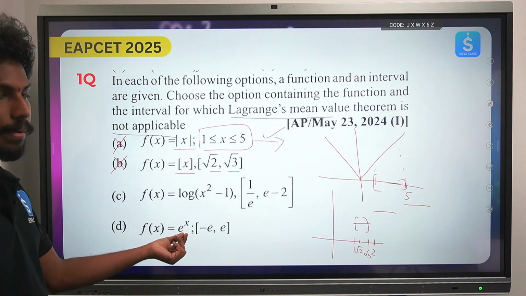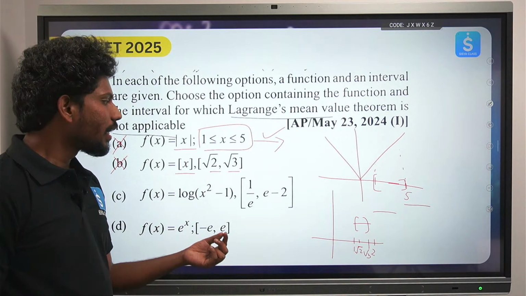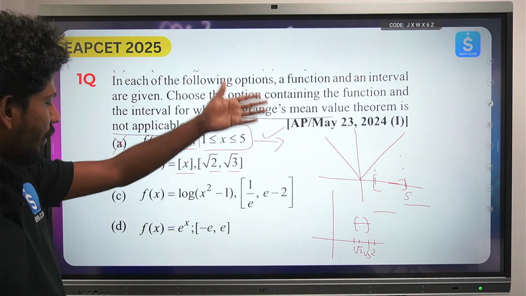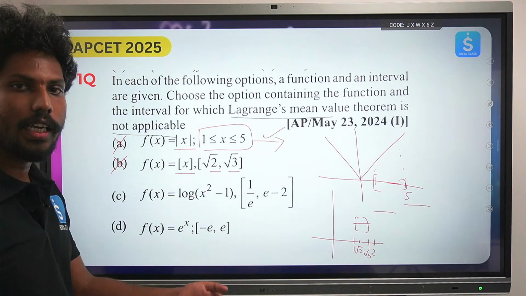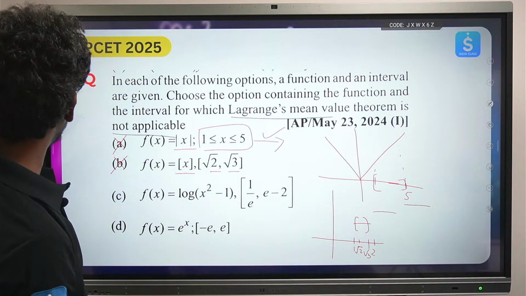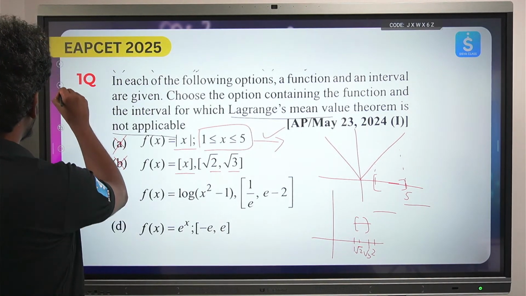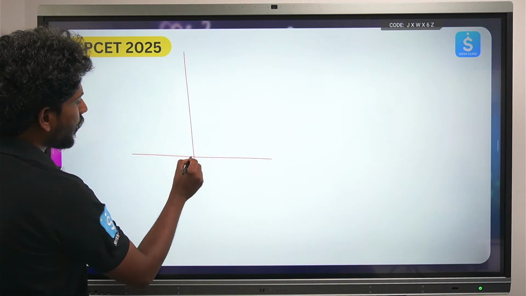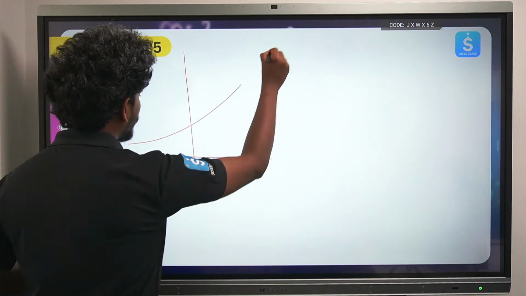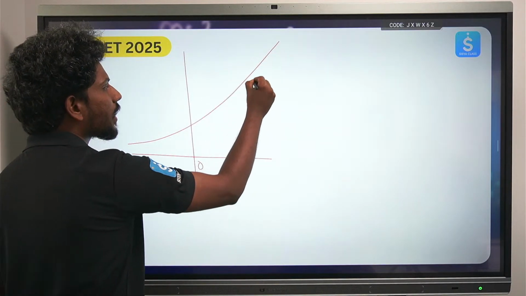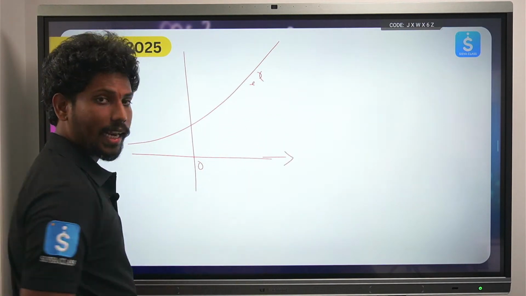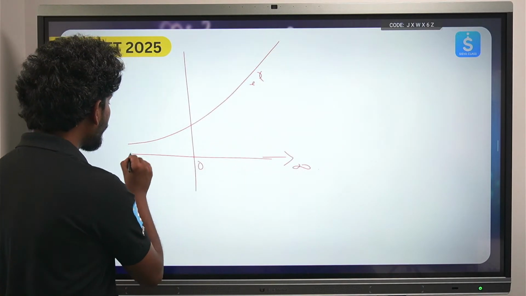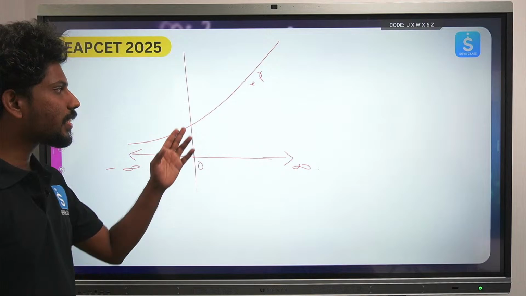What about e power x? How does the e power x curve look, right? As you tend towards infinity, it goes to infinity. As you tend towards -infinity, it goes to 0. So the e power x curve will be something like this at x equals 0. Okay, so this is how the e power x curve looks. The e power x curve is actually differentiable as well as continuous on the whole domain, from plus infinity to -infinity, right?